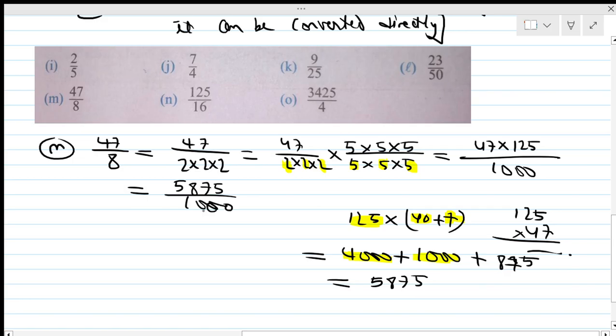So you see here 3 zeros, so after decimal you have to give it 3 digits, so it will be 5.875. So it's of number M. And now after M, let's go with N number. So let me clear this.